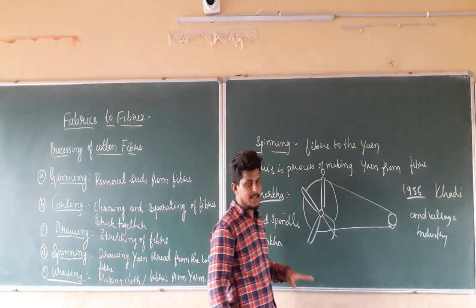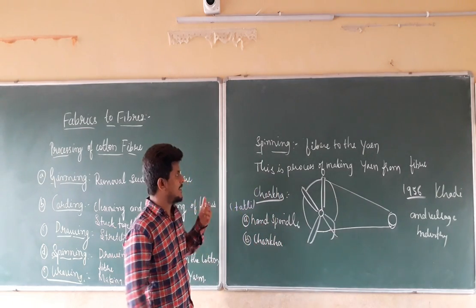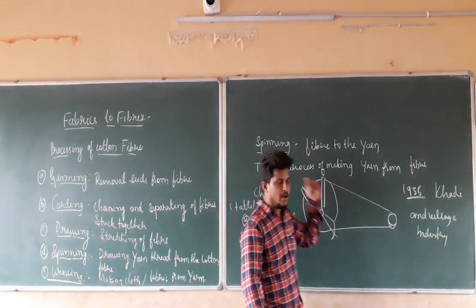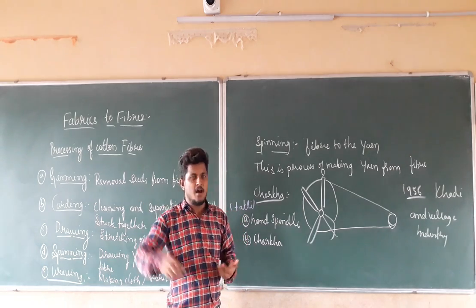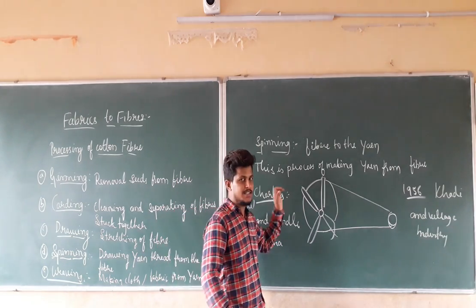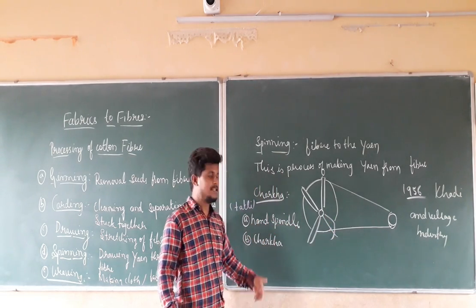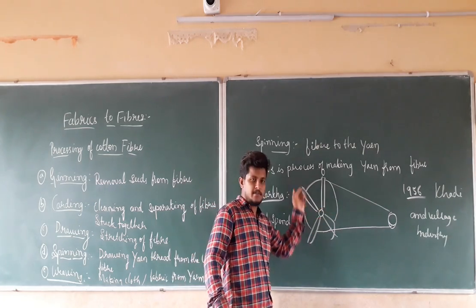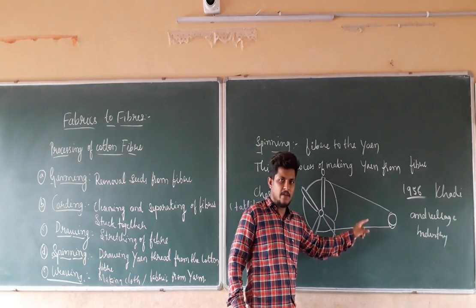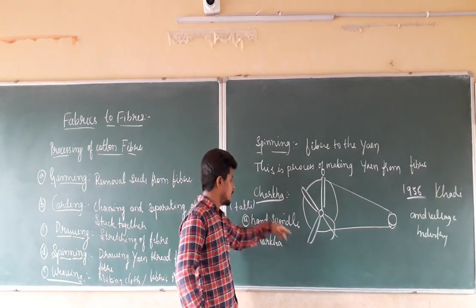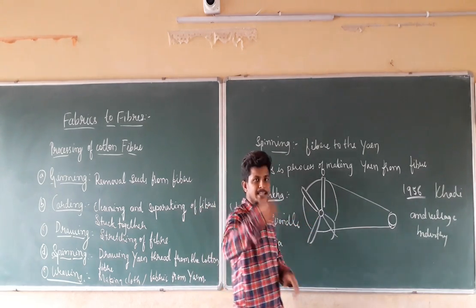So that is spinning, I hope this is clear. Spinning is nothing but making fiber into yarn. We are going to convert the fiber to the yarn, that is, we are going to make a thread. How are we going to make the thread? We are going to use the charka. The charka has two parts. One is the hand spindle. The second one is the charka. By the charka, because of the movement, there will be formation of the yarn from the fiber. And to move this, we are going to use the hand spindle, which is going to rotate it. By this, we are going to make threads.